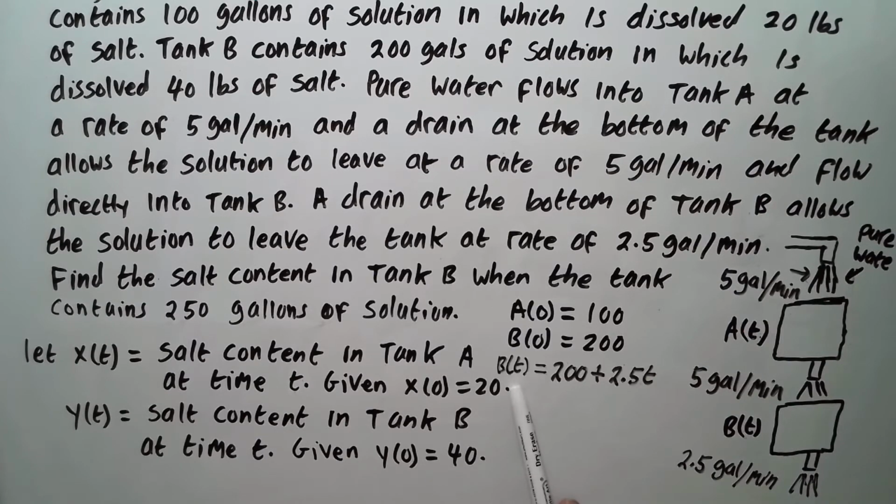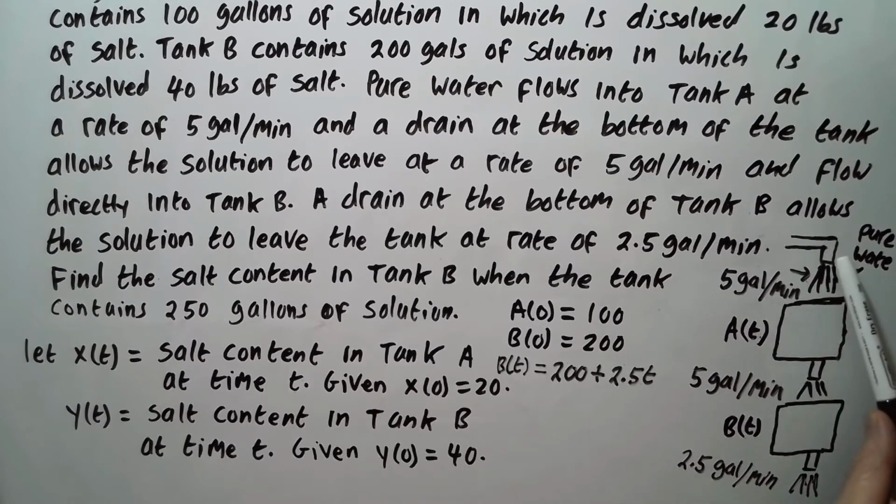Okay, so B of t, that's the volume of solution in tank B, will be 200 plus 2.5 t, where t here is measured in minutes. Because in net there's 2.5 gallons coming in to tank B every minute, because there's 5 coming in, 2.5 leaving, so it's increasing by 2.5 gallons a minute. So this would be the equation for the volume of tank B.